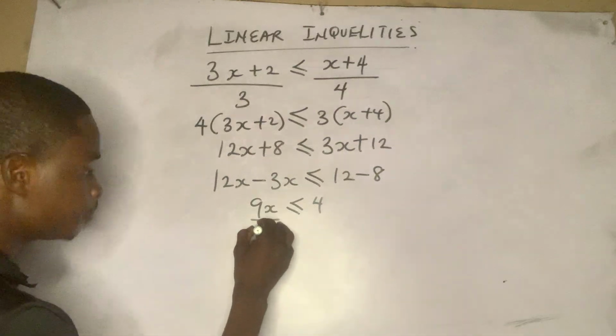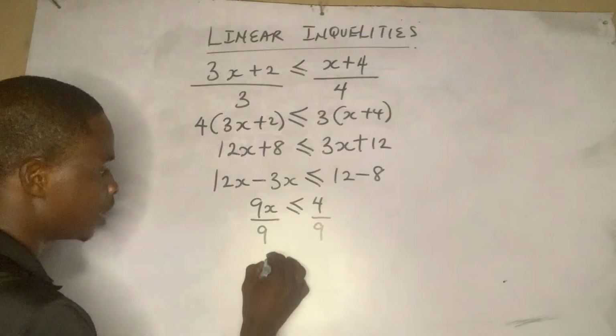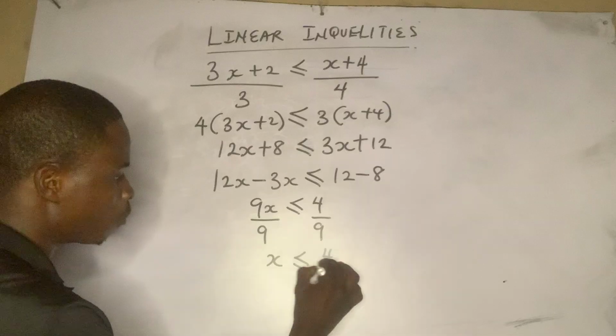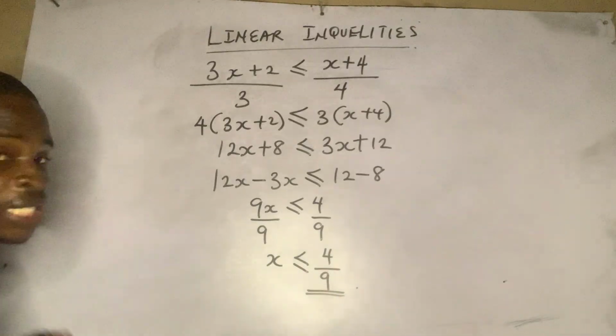So divide both sides by what? We divide both sides by 9. So that means our x is what? 4 over 9, so x is less than or equal to 4 over 9. This is how you can solve it.